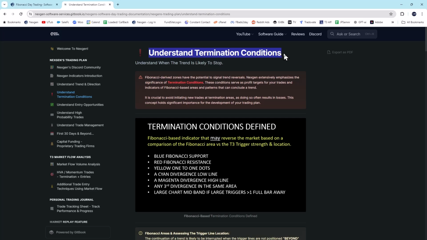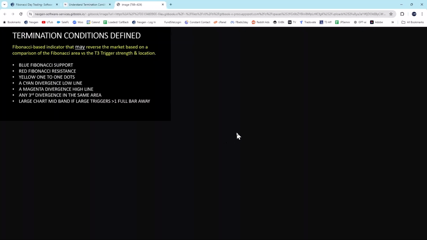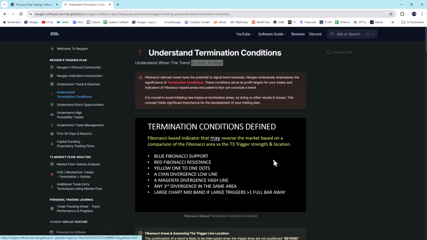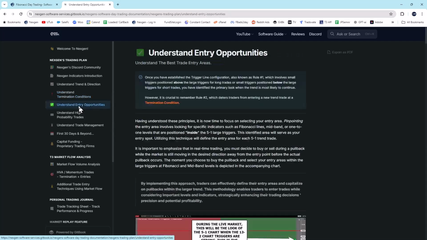Termination conditions: this is when the market trend is likely to stop. One of two things happens at a termination spot. We either stop the market and it goes the other way, or eventually a termination spot breaks, and that's when we anticipate that the trend could potentially continue in the same direction. We'll look at lots of live charts and examples of this today. And then ultimately, understanding entry opportunities for trend trades.